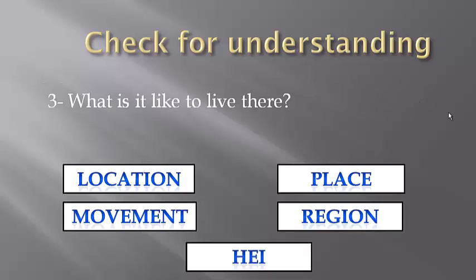The third question is, what is it like to live there? Now, if you remember, this is the question that we asked to help in defining place. It's that little mental picture that we get in our head when somebody says a location, and we go, oh, that's the way they live. This is their culture. These are the human or physical characteristics that are surrounding them.